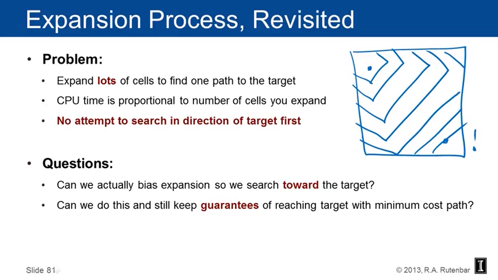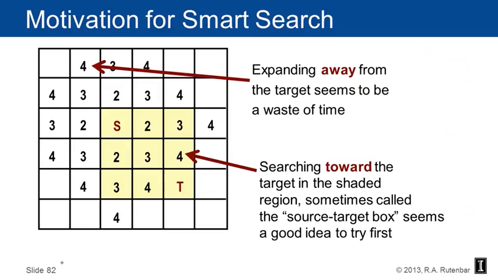So there's a question, which is, can you bias the expansion so you just head toward the target as opposed to searching in a breadth-first manner away from the target, just assuming that maybe that's a little more efficient. And, kind of a side question based on all of our discussion of consistency and inconsistency, can you do this in a way that keeps any of the guarantees of reaching the target with a minimum cost path? Now, ignore the inconsistent cost function thing, just assume it's a consistent cost function. Can I do this at all? Can I do this in a way that doesn't mess up any of the nice properties of this minimum cost search stuff? The answer is yes, which is interesting.